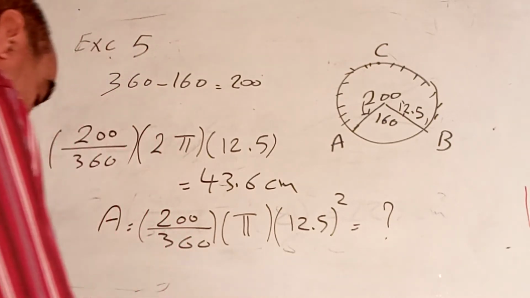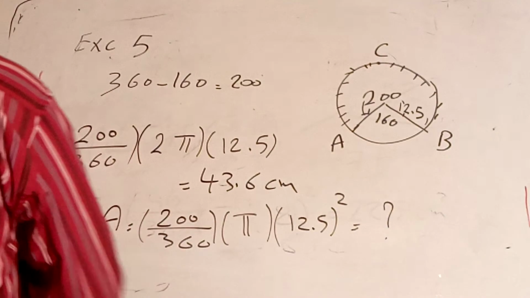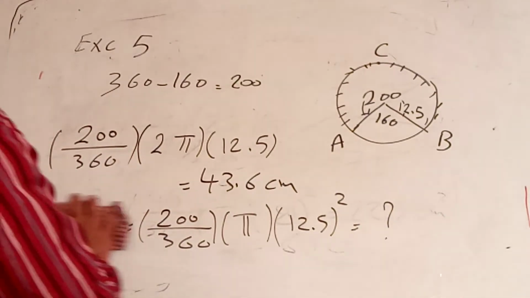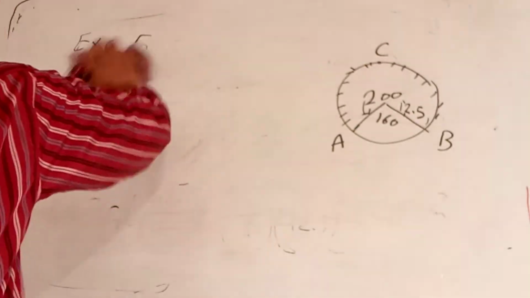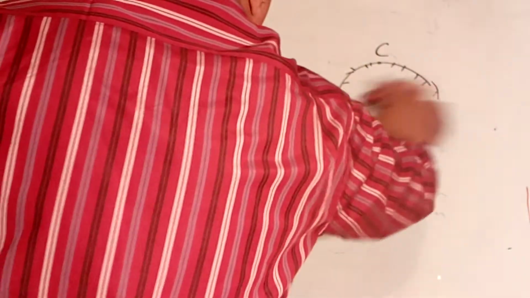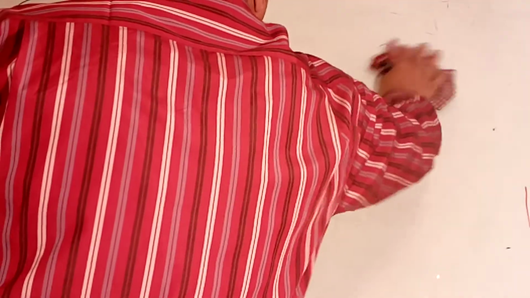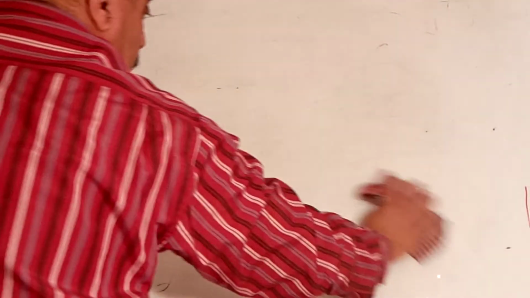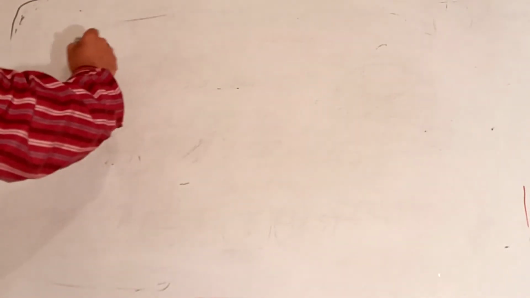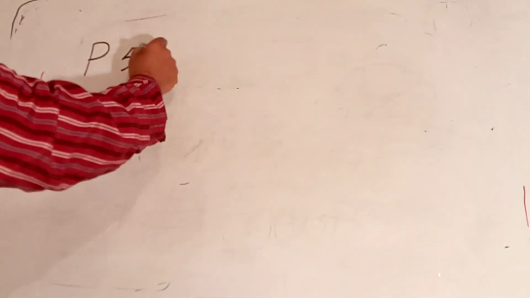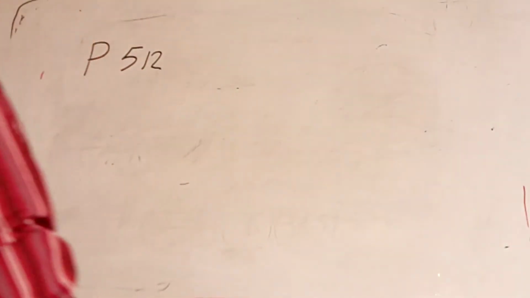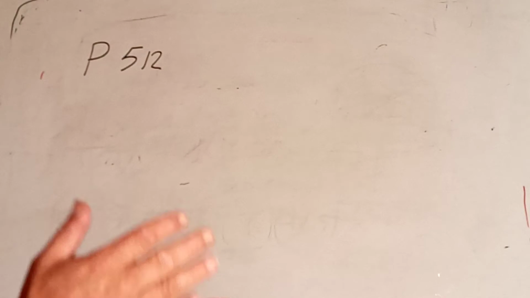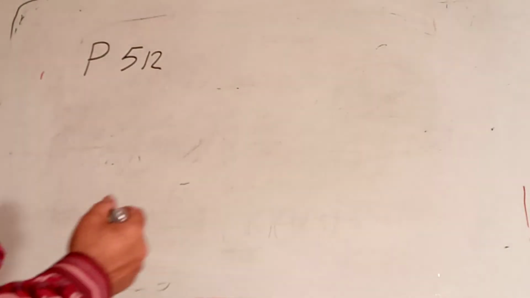Let's go to page 512. The volume of a pyramid. Pyramid, you know what's pyramid? In Arabic we say a haram. Okay, this is the pyramid.